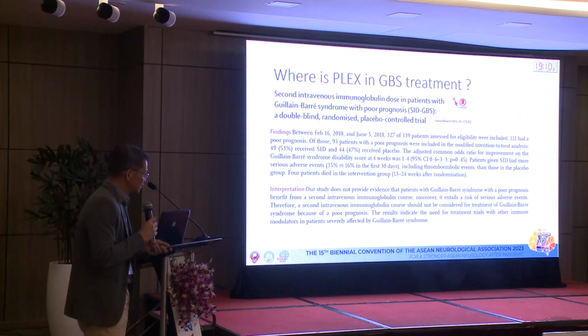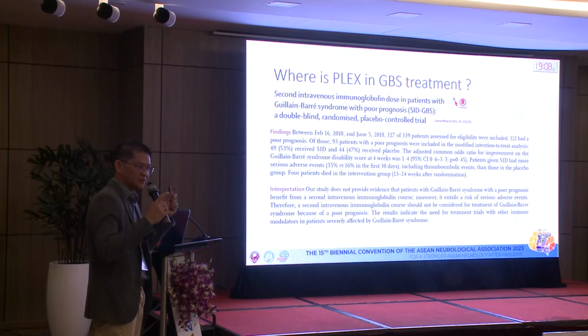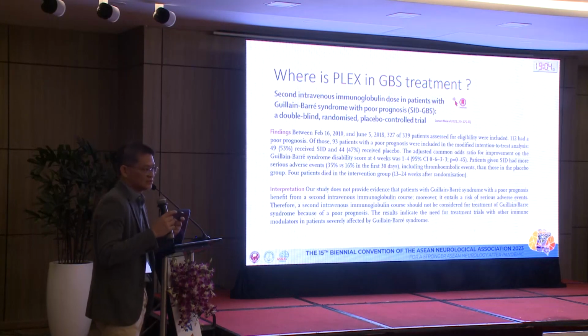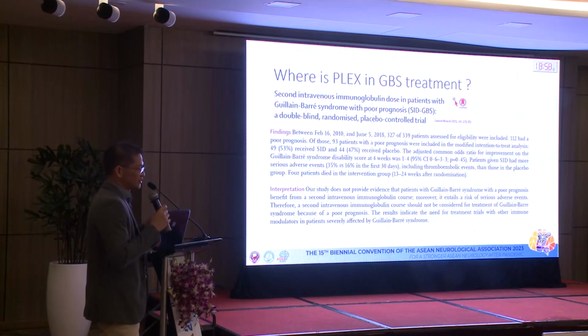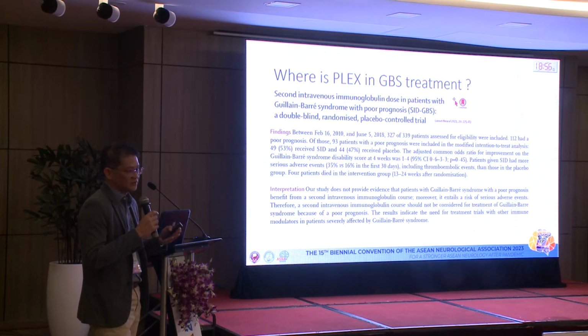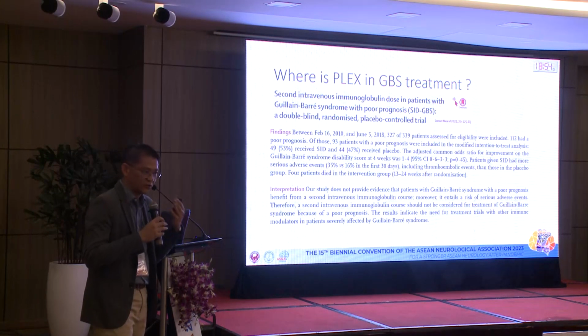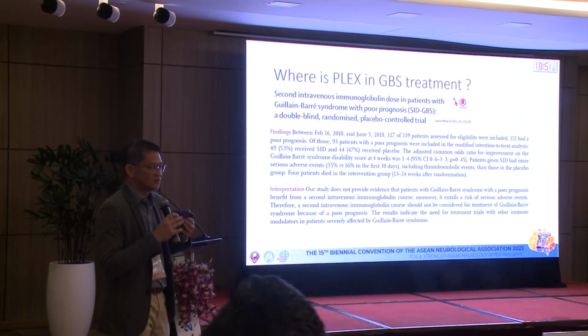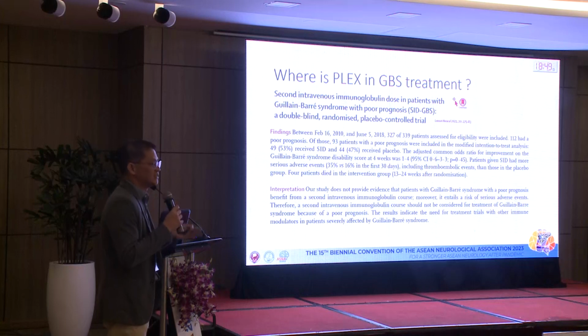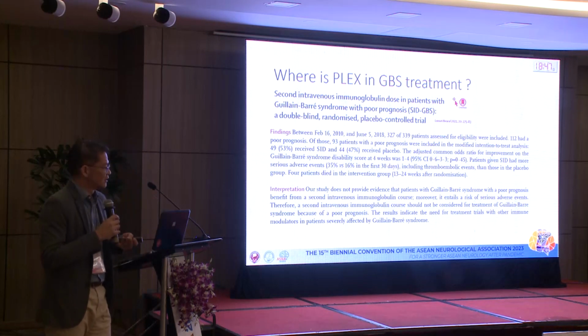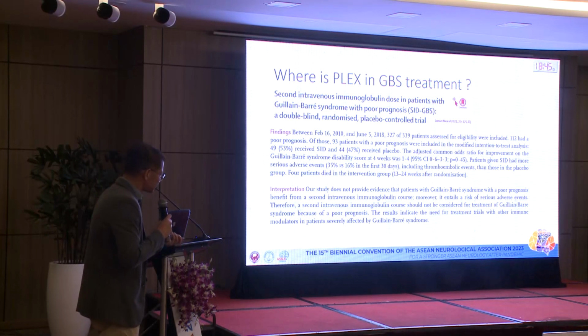So in this group of patients, defined as those with a poor prognosis, where the EGOS score, which is the prognostic score for Guillain-Barré syndrome, is more than 6, representing poor prognosis, when you treat them with one course of IVIG, they don't normally recover fully. So when you give them a second course of IVIG, is there any difference? But from these trials, which were published, I think, a couple of years ago.